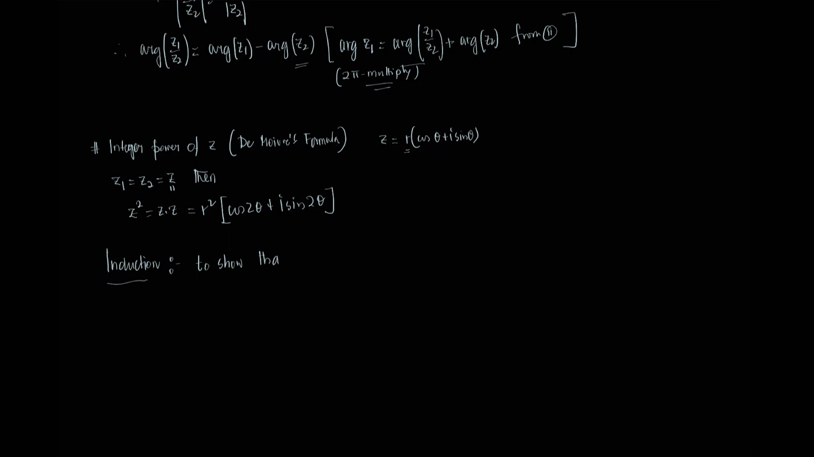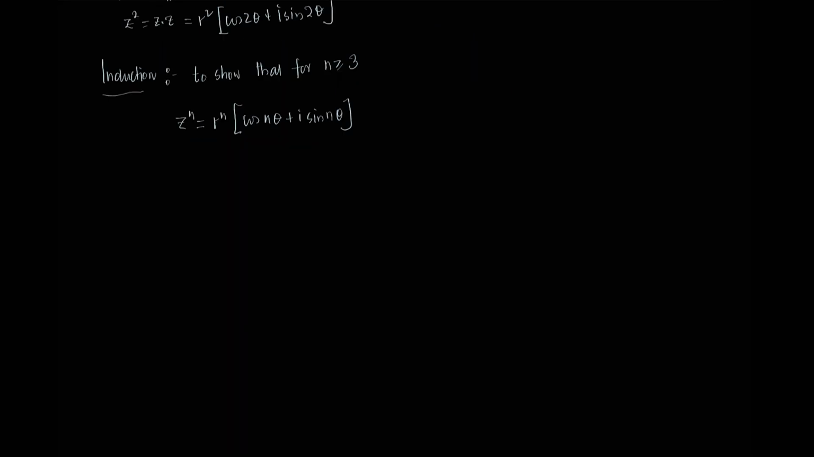You can use induction to show that for n greater than or equal to 3, it doesn't really matter, 3, 4, 5, 6, you can go on doing this, z power n will always be written as r power n times cosine n theta plus i sine n theta. Is it okay? You can always prove this.